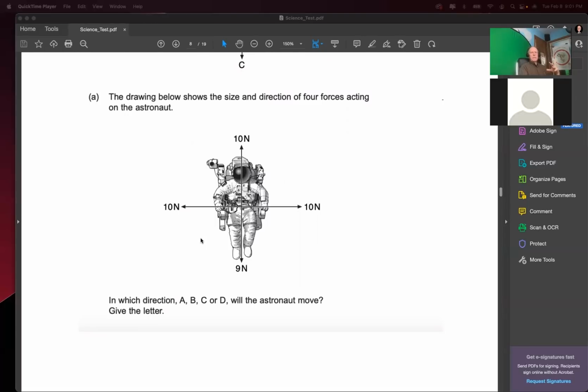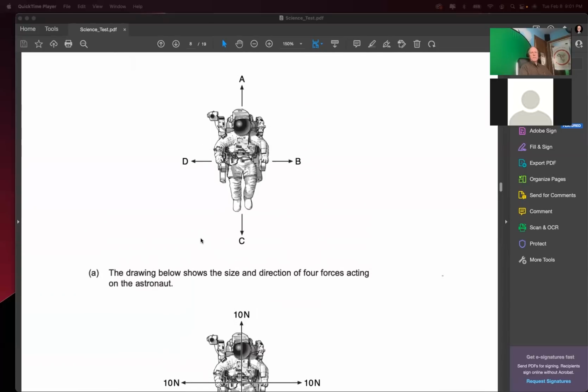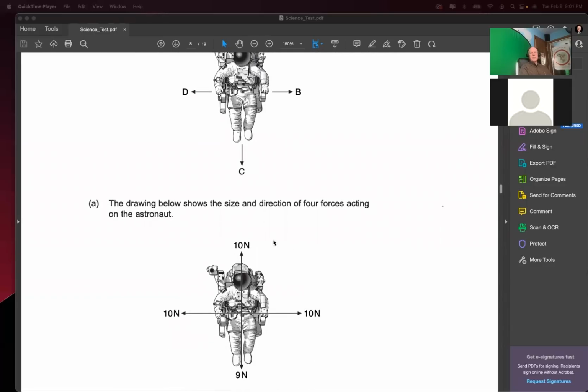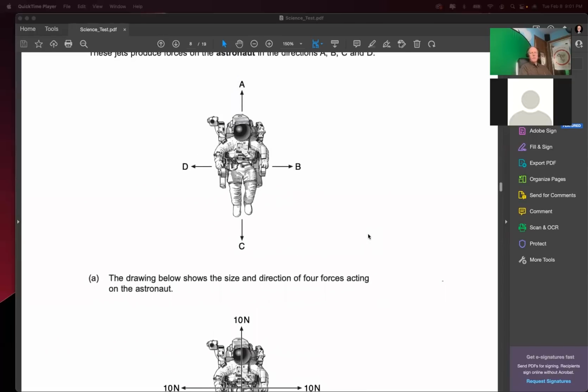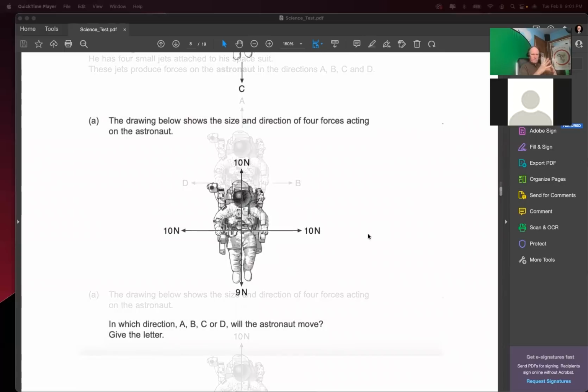So here we are. Now, according to this diagram, at points A, B, and D, the jets are producing 10 newtons. At point C, it is producing 9 newtons. And I need to know what direction, A, B, C, or D, the astronaut will move. Okay. Thank you.